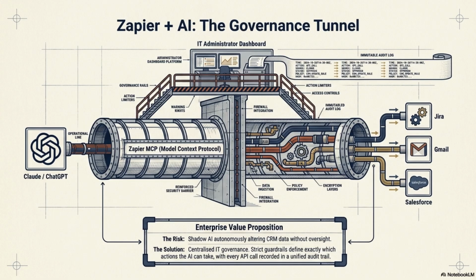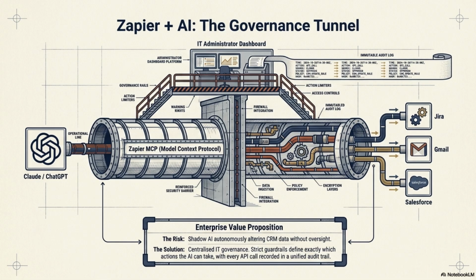But letting AI just run wild in your system sounds terrifying from a security perspective. Like shadow AI employees, giving random AI models access to company data. Right, which is why the real enterprise value of Zapier's MCP integration isn't just the connectivity, it's the IT governance. Zapier acts as the centralized governance layer. An IT administrator can set strict guardrails on exactly which actions an AI is allowed to take via MCP. And more importantly, Zapier provides a single unified audit trail. You can see every single API call initiated by an AI across the entire organization in one dashboard. That is massive for compliance.